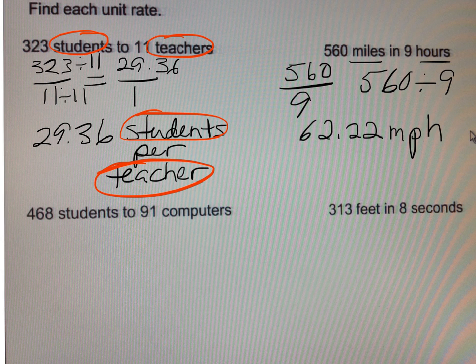Now notice these units we can abbreviate because it's a real common one. We use it all the time. MPH, miles per hour. Students per teacher, not something we talk about on a regular basis, so we wouldn't want to write 29.36 SPT. Nobody would know what we're talking about. But MPH, that's very common. You can use the abbreviation if it's appropriate. So go ahead and try the next two on your own. Please show me the rate written as a fraction, show me the division problem you're going to use to calculate the unit rate, and give me the units in your answer.